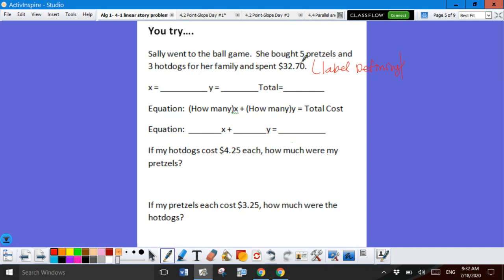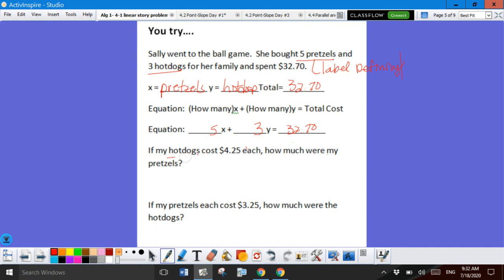So Sally went to the ball game. She bought 5 pretzels and 3 hot dogs. So the first thing I'm coming across is pretzels. The second thing I'm coming across is hot dogs. And my total is 32.70. Okay, so my equation: 5x + 3y = 32.70.